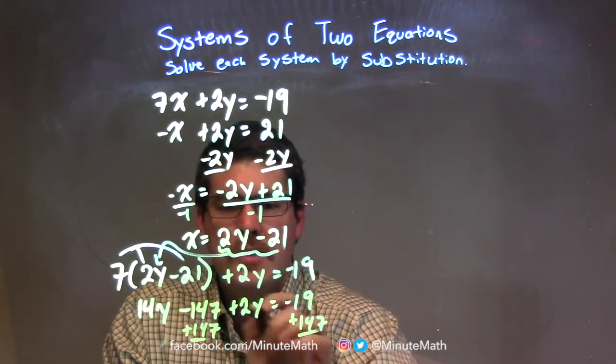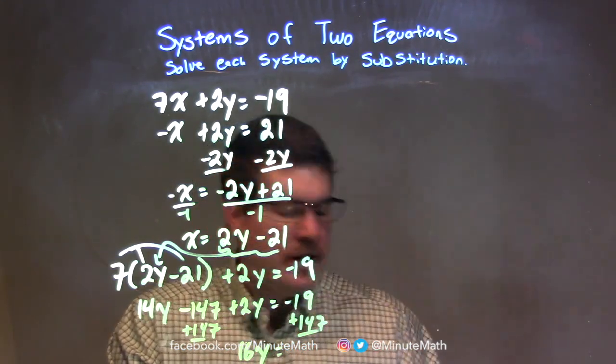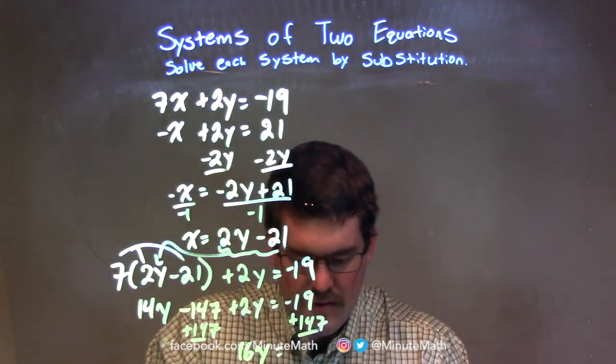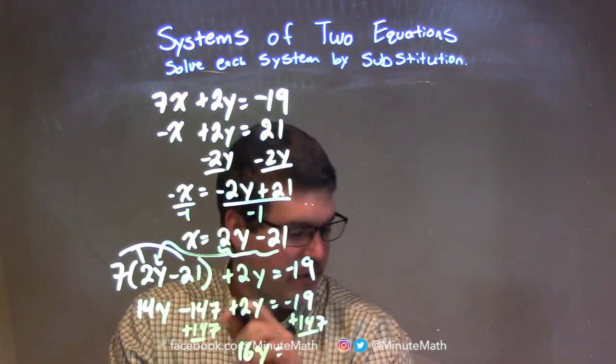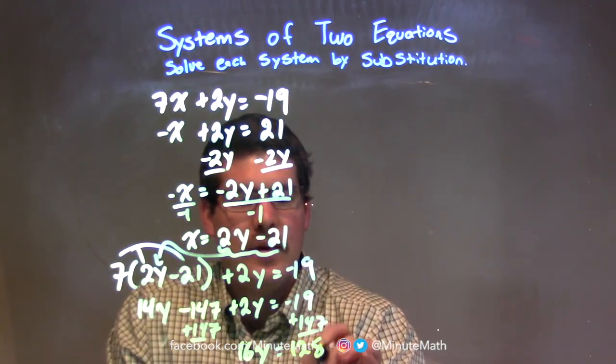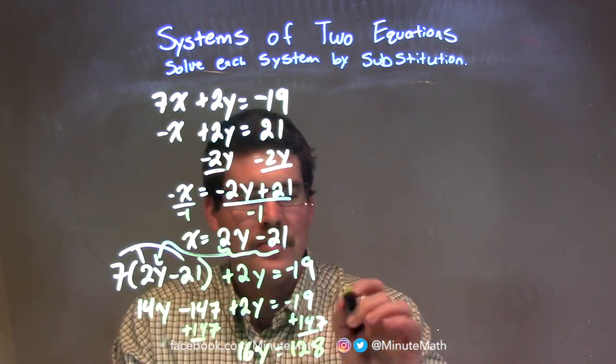I'm going to combine the 14y and 2y to be 16y equals negative 19 plus 147. I don't know why I'm using a calculator. It's stupid. All right, don't do that, Sean. It's a positive 128, for the essence of time. For the next part, I'm going to divide both sides by 16.